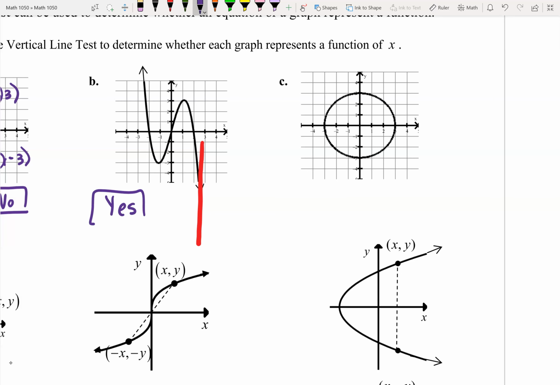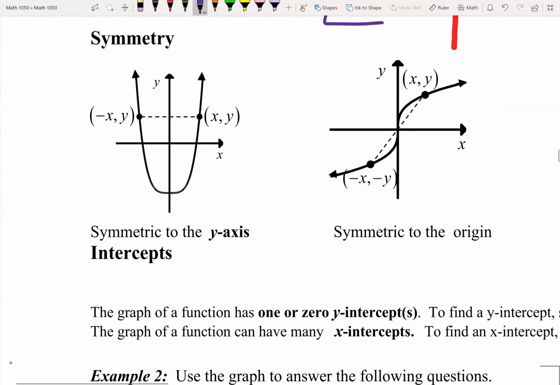Everybody look at question C and just shout out the answer. What is it? The answer is no, because if I drew a line right there or many other places, it hits twice. So the answer is no. Very simple.